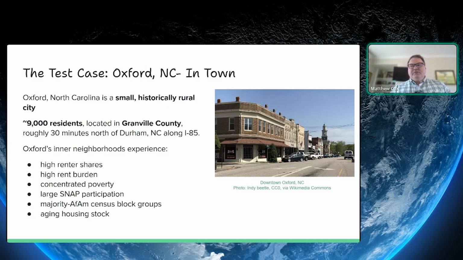So those families that are living in those neighborhoods, large portions of them, sometimes more than a quarter of them, are receiving federal assistance from the United States government in order to pay for food on a monthly basis. A lot of them are majority African American census block groups. And of course, there are other communities of color located within those particular census block groups. And there's an aging housing stock, meaning the houses have been there in some cases 100 years, and were put there primarily to feed industries that no longer exist in the town.